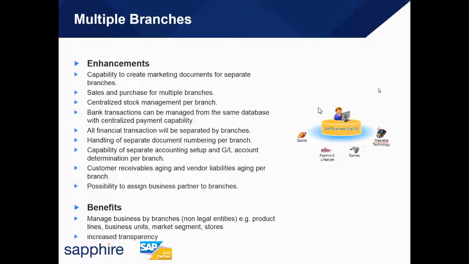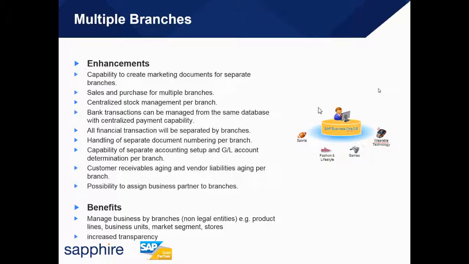All financial transactions will be separated by branches, so we can run a P&L by branch, for example. We have handling of separate document numbering per branch. We also have the capability of separate accounting setup and GL account determination per branch. The customer receivables aging and vendor liabilities aging can also be managed per branch. And we also have the possibility to assign business partners to branches too.